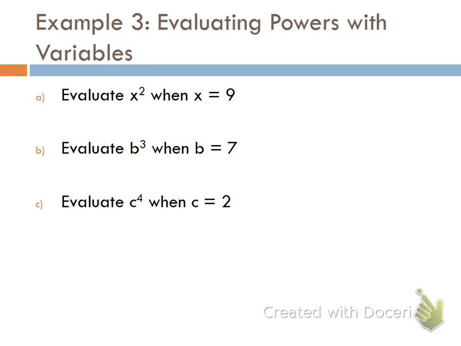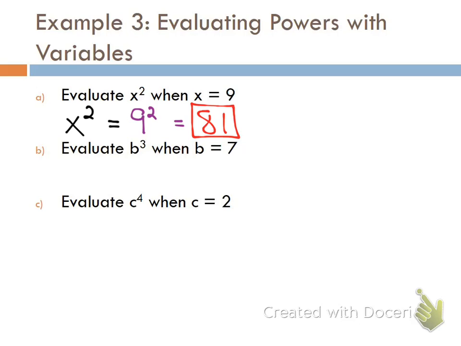All right, now in example 3, we're evaluating powers with variables. So this kind of ties into our lesson from yesterday, making those substitutions and solving. But since we're doing powers today, obviously these variables are going to have exponents attached. So we start off with our original expression, x squared. We make our substitution, 9 squared. And what is 9 squared? What is 9 times 9? 81.